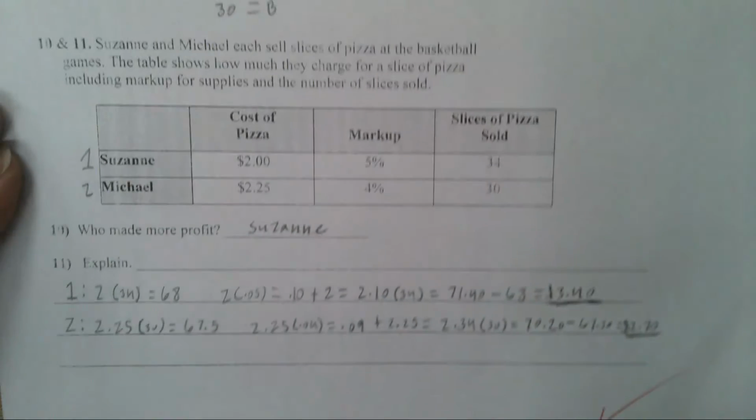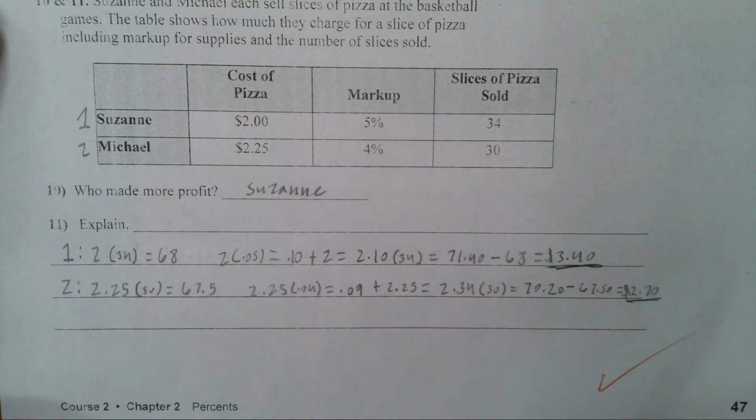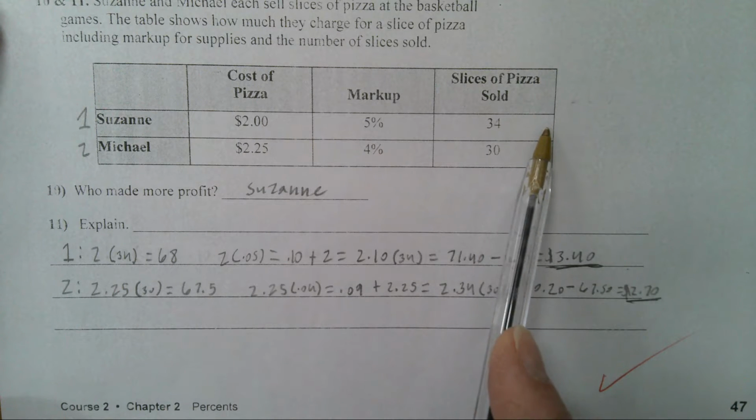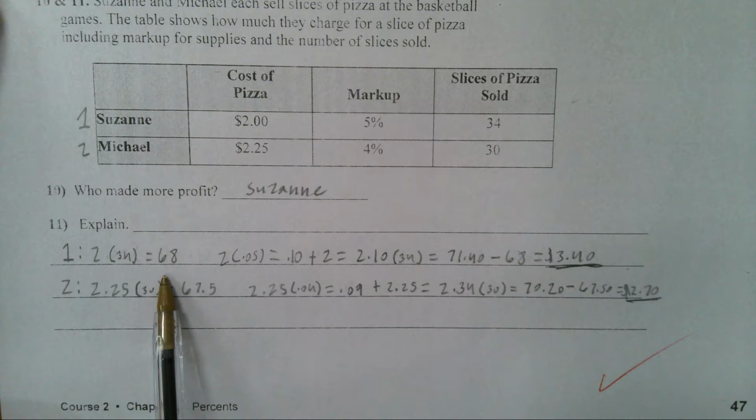In the next problem, the answer is Suzanne. This person did a nice job of explaining it. First, she took 2 times 34, which is $68. That costs $2 to make it. She has 34. Then the markup is 10 cents, so you add it to the 2, and she gets $2.10 times 34. That's $71.40. You subtract 68 from that because it costs $68 to make the pizzas. Her profit is only $3.40.